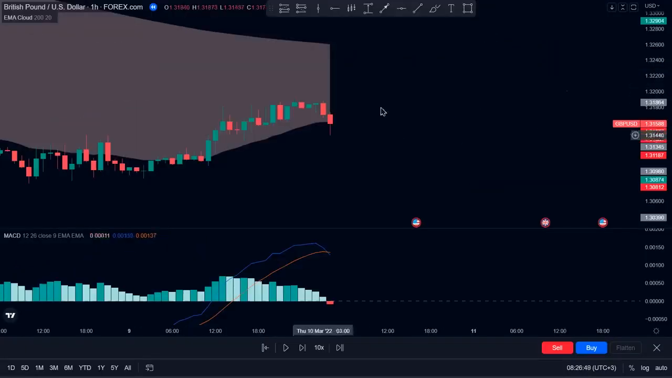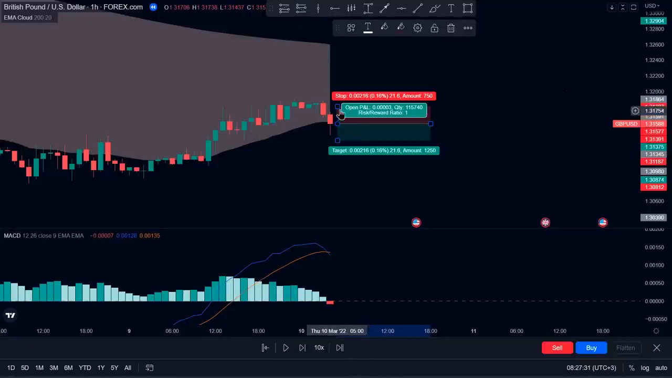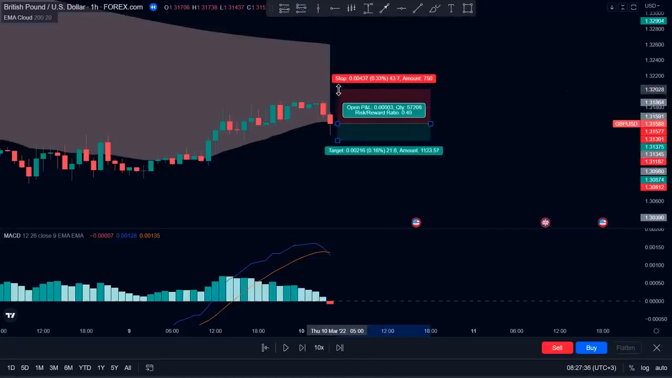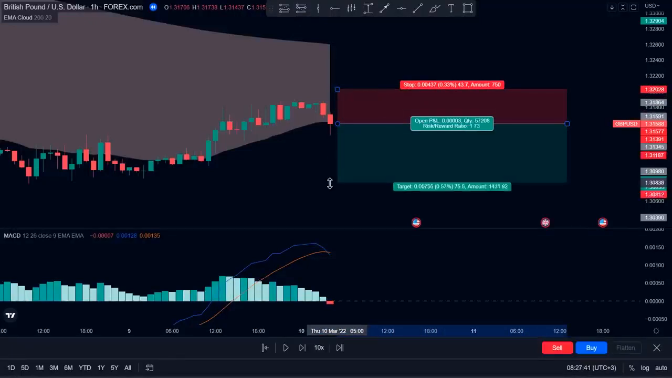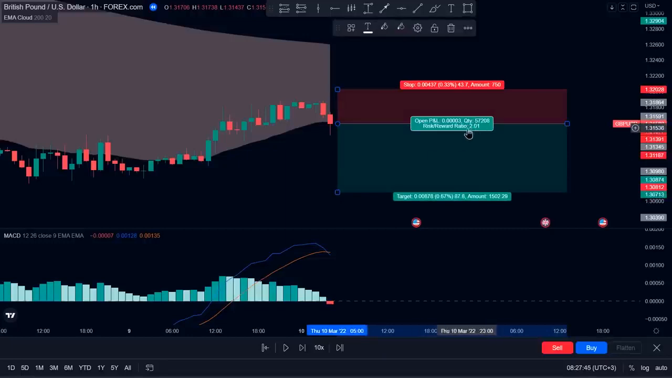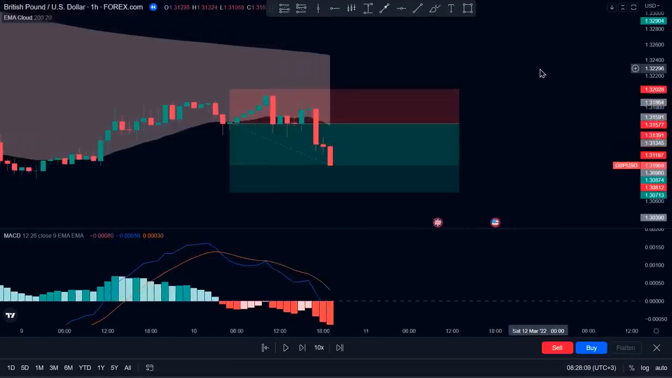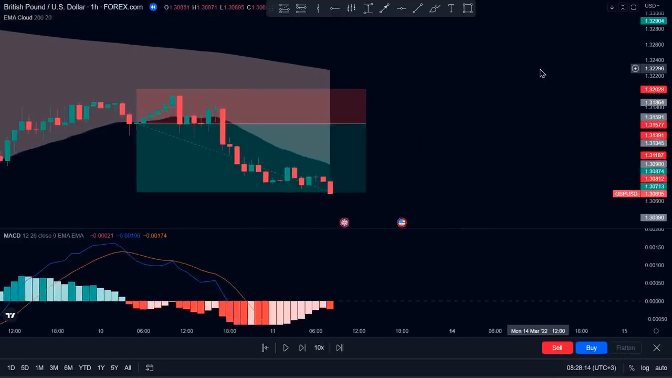Here is another example. As we can see here, the price closed below the EMA trend cloud without touching the top of the cloud. Finally, we see that the MACD line crossed below the signal line while being above the zero line. We're gonna enter a short trade here, set our stop loss above the most recent swing high, and for the take profit, we're gonna set it at 2 times the risk. We let the trade run and take profit.